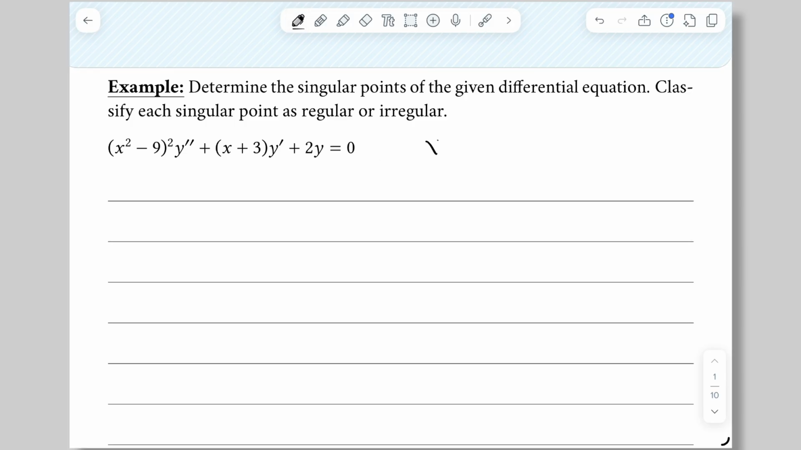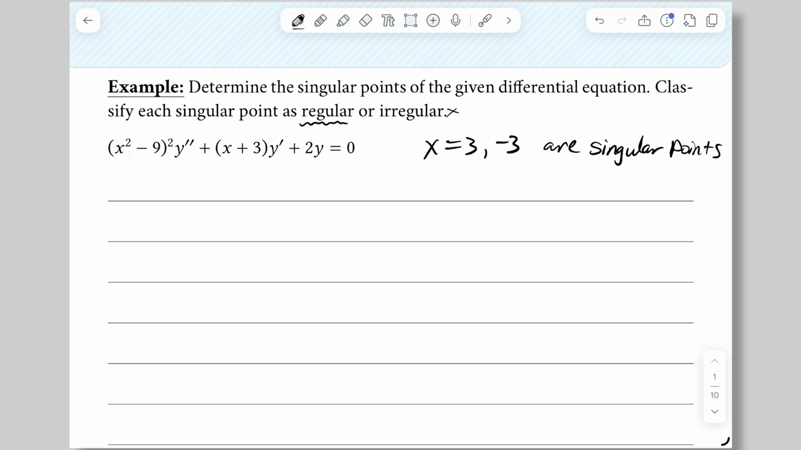Since 3 and negative 3 will zero out the y double prime term, we can say that x equals 3 and negative 3 are singular points. Right now, that's just a piece of vocabulary, and you understand what it means. Singular points can be further classified as regular or irregular. For our work, we're only going to look at regular singular points in solving differential equations. We won't be dealing with any irregular singular points.